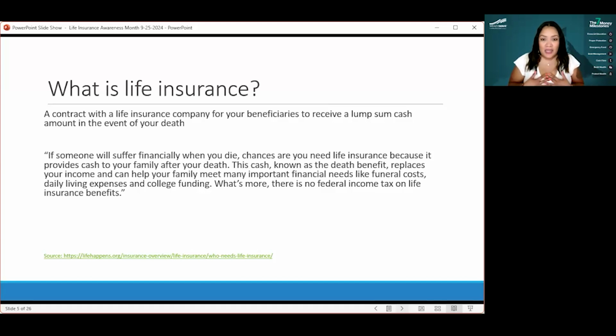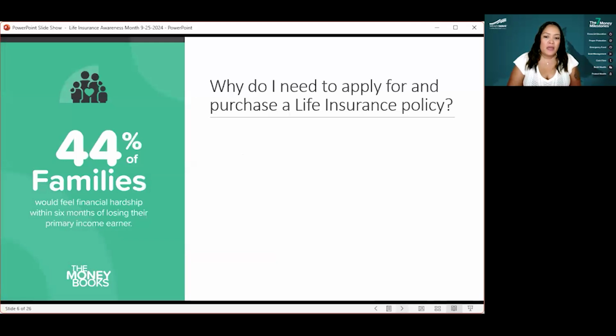I don't want anything to happen to me. I'm a mother of 3 children. I'd be devastated if something happened to me and I'm no longer here. But it does happen. It will, whether it's premature or expected or unexpected. It's really something that we have to prepare for. And 44% of families, this statistic is really scary, 44% of families would face financial hardship within 6 months of losing their primary income earner.